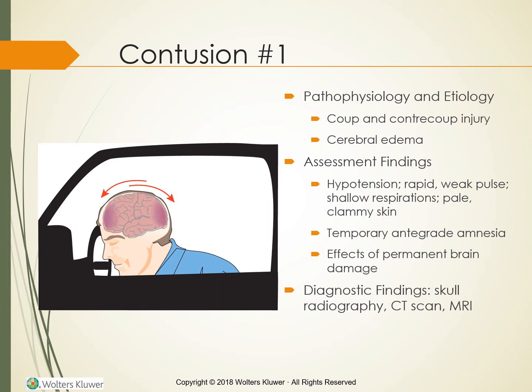Now, we can get edema, swelling, which develops at the site of or in the area opposite to the injury. And we can also get a skull fracture that can accompany a contusion. When we are assessing somebody that has a contusion, it depends on how severe the blow was and the degree of head velocity at which they got the contusion. Some of them might have hypotension, a rapid and weak pulse, shallow respirations. They might lose consciousness. They might be pale and clammy.